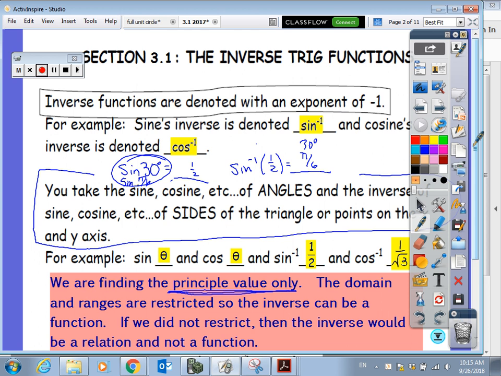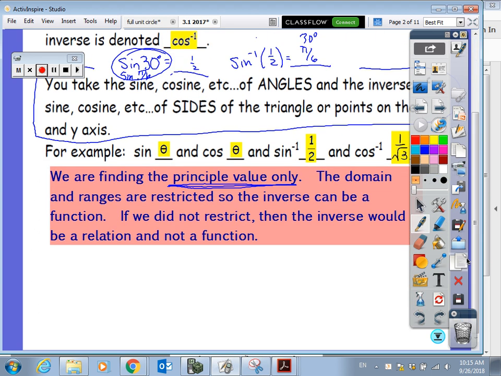Trig functions. So it must be a function. When we find the principal value, that makes it a function. We had restrictions for the arc sine and arc cosine graph. Those restrictions are going to carry over into this unit.